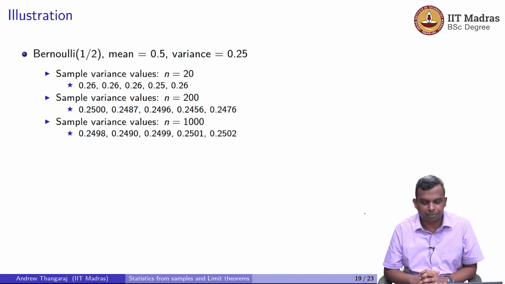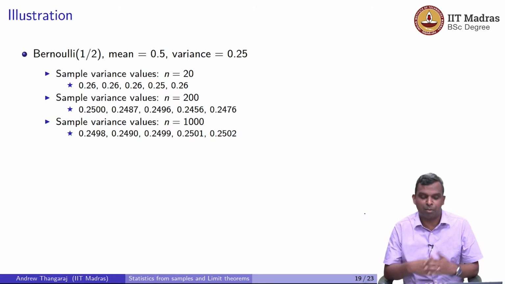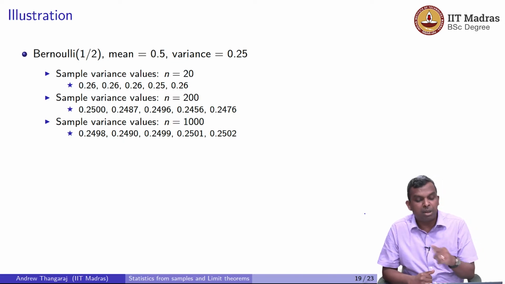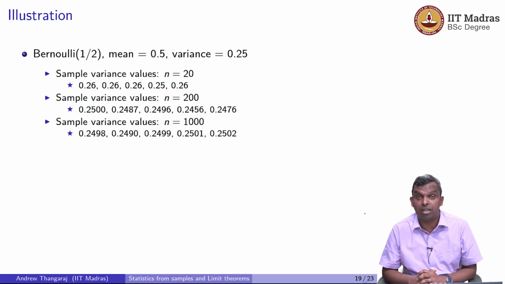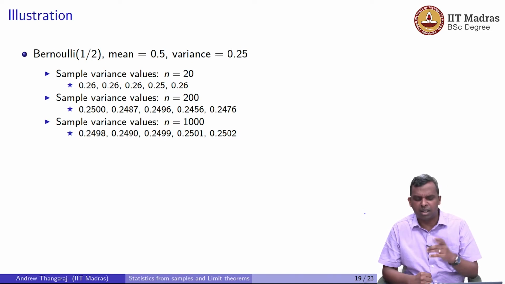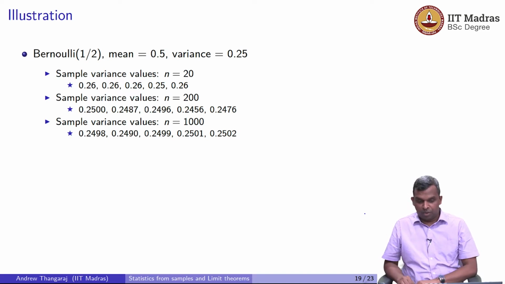Here is a Bernoulli half simulation that I did. I'm not showing you the actual values because there are just too many values to simulate. You know, the mean of Bernoulli half is 1/2 and variance is 0.25. So I calculated sample variance values for n equals 20, n equals 200, n equals 1000. You can see it comes very, very close. If I show you the Colab notebook, you'll see how to do this yourself. You can see as n increases, the sample variance comes very, very close to the actual variance.